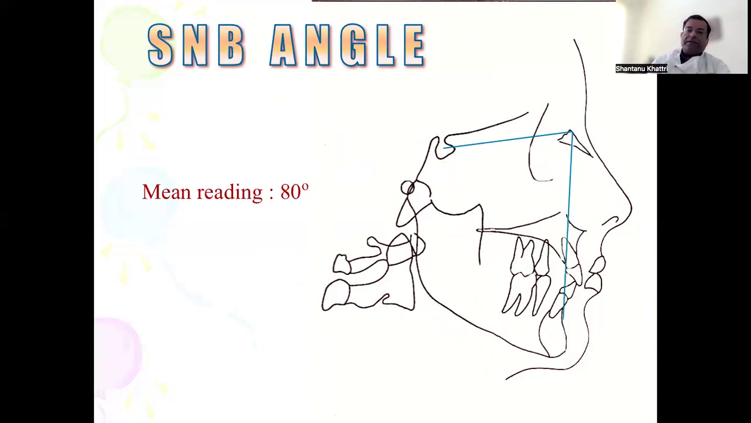Similarly, for SNB, it is between the SN plane and the point B. The internal reading is marked. The mean reading is 80 degrees. If the mandible is prognathic, the reading will increase. If the mandible is retrognathic, the reading will decrease.